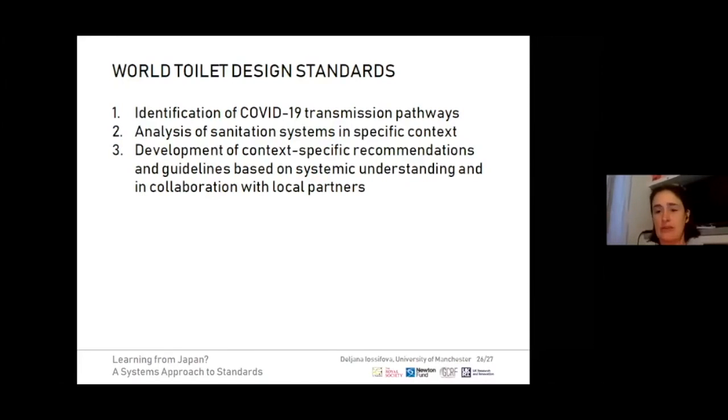non-academic stakeholders we need to take on board in order to implement transitions and to understand the situation in order to implement transitions. And so eventually, based on all this detailed knowledge, we hope to develop these context-specific recommendations and guidelines based on the systemic understanding and in collaboration with local partners.